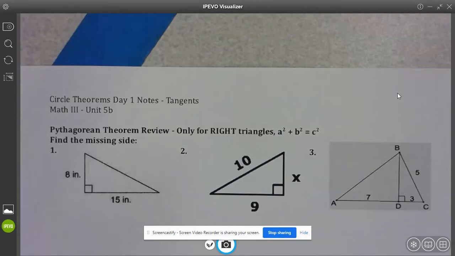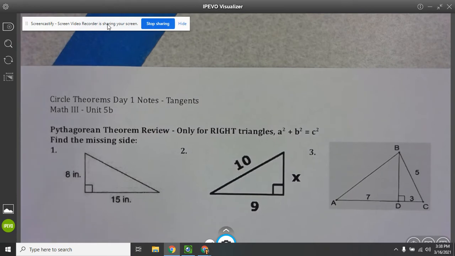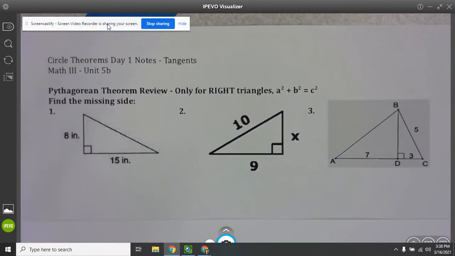All right, so in this video, we're going to go over our first day of circle theorems. Just looking at the triangles. Today, we're going to talk about tangents and circles, and we'll talk about what a tangent is and all that good stuff. But before we do that, we need to make sure that you feel comfortable with Pythagorean theorem.